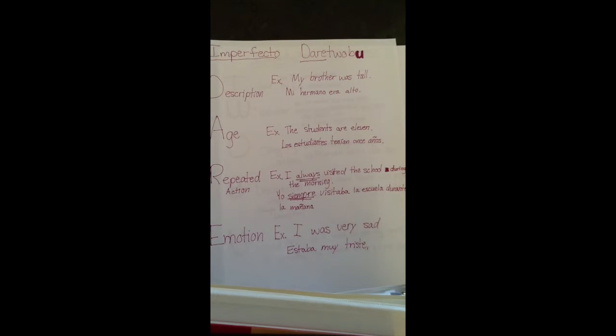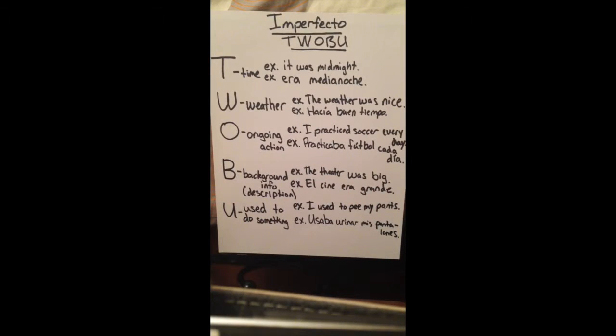The E stands for emotion. The example would be: I was very sad. Or in Spanish: estaba muy triste. Thank you very much for listening to this presentation. The second part of the imperfect acronym is to be you.